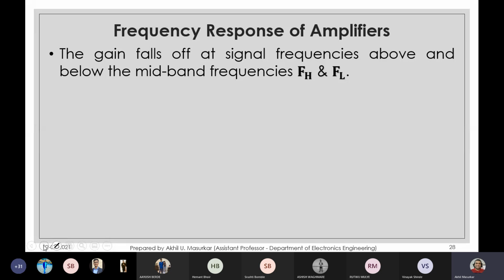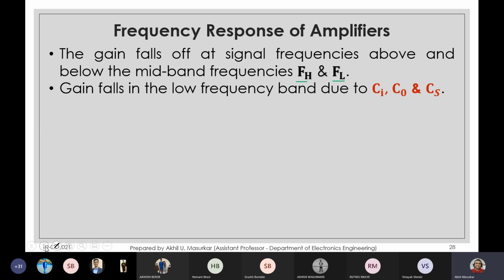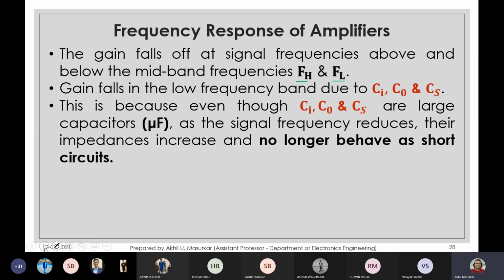So I have just put some points down here. The gain falls off at signal frequencies above and below the mid frequencies, that is FH and FL. Gain falls in the low frequency band due to CI, C0 and CS. This is because even though CI, C0 and CS are large, as the signal frequency reduces, their impedance increases and they no longer behave as short circuits.